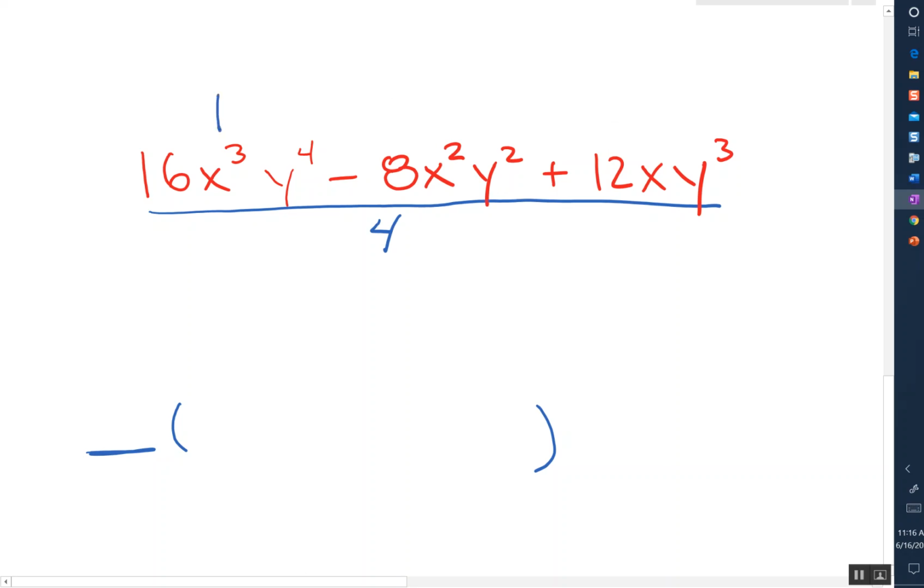So this one has x to the third. You might think of it as having 3 x's. This is x squared. You might think of it as having 2 x's. And this is just x. And remember, if you don't see an exponent, there's a 1 right there.